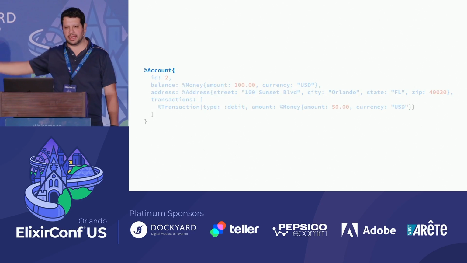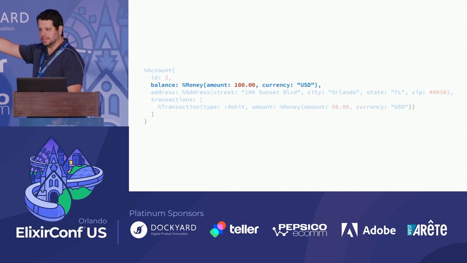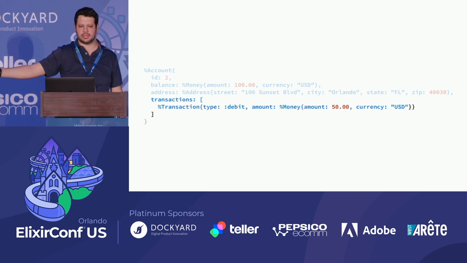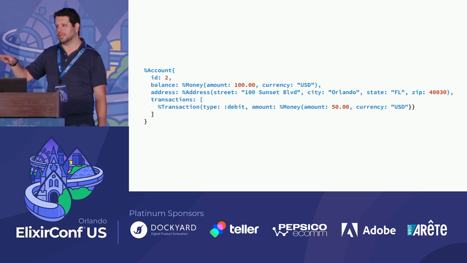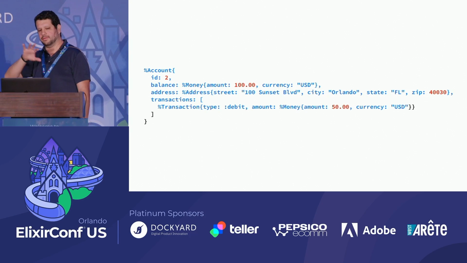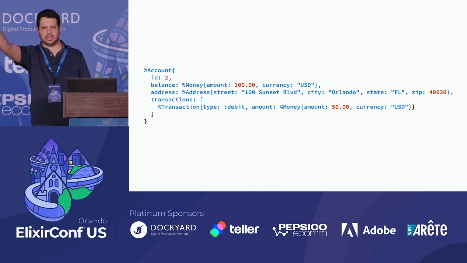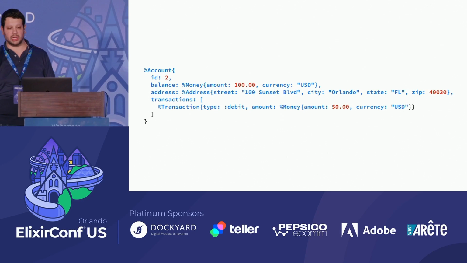So we have an account, that's an entity because it has an ID. It has a balance, which is a money data structure. It has an address, that's another data structure, and it has transactions, right? So factories may be a little OOP. It sounds like object-oriented, but I think if you think of them this way, it's a really helpful pattern to transform less structured data that's outside of your bounded context into your bounded context domain concepts, right?